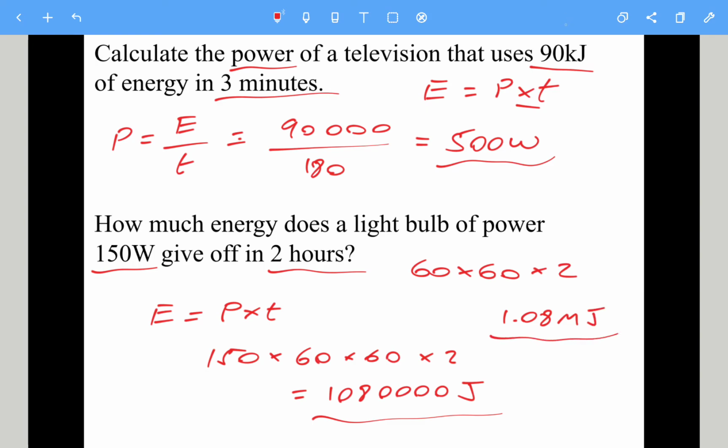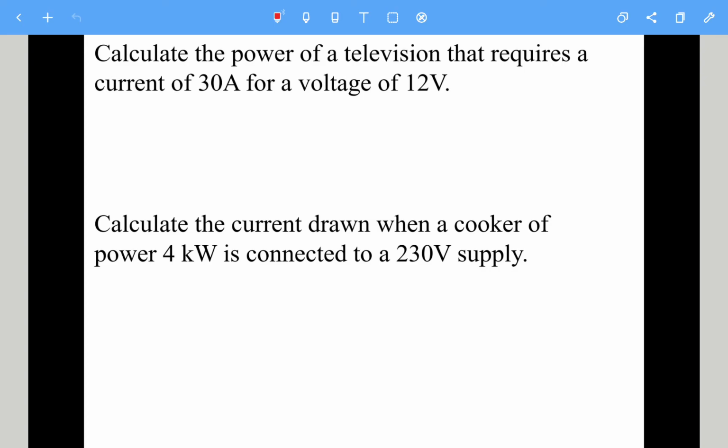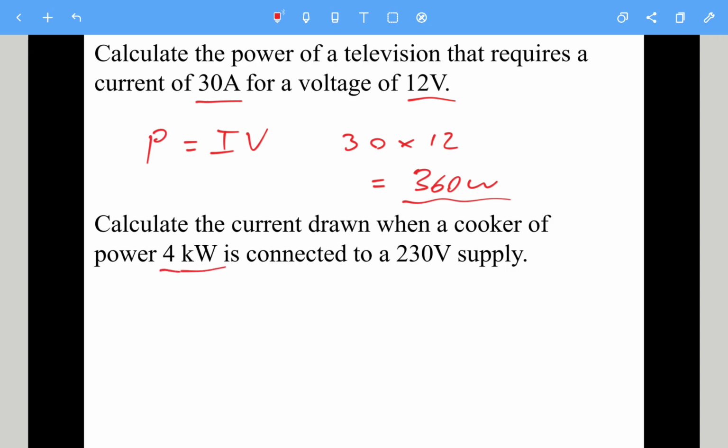Let's do a few more. So this one, if you want to pause and have a go, calculate the power of a television that requires a current of 30 amps and a voltage of 12 volts. So it's really straightforward, this one. P equals IV. So the current is 30 amps times 12 volts, which is 360 watts.